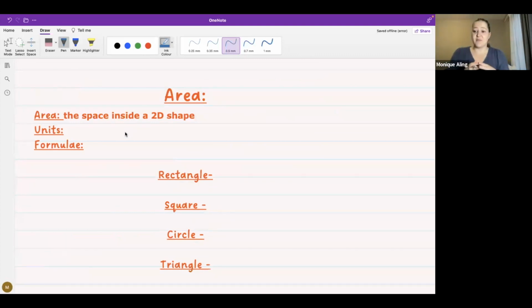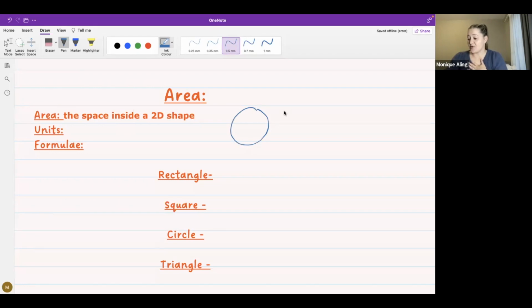In the last lesson, we looked at perimeter, and perimeter was the distance around a shape. It doesn't matter what kind of shape we looked at, it was just the distance around the shape. So we just added the sides together. Whereas area is the space inside a 2D shape. That's just a normal shape that we see on a piece of paper.